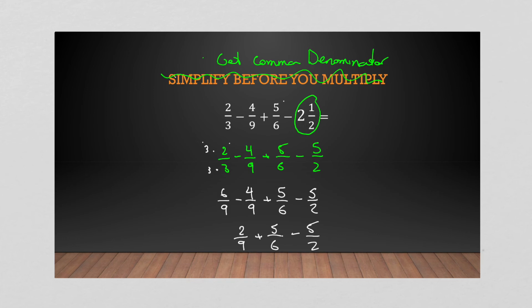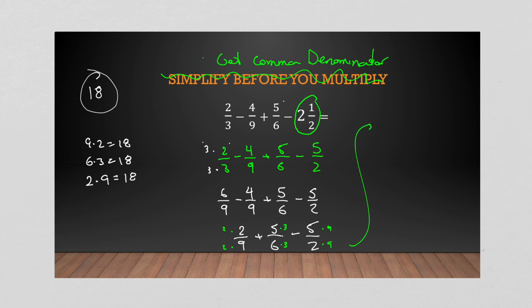But what I'm looking for now is a common denominator between 9, 6, and 2, and it is 18, right? I don't need to multiply them all by each other because 9 times 2 is 18, 6 times 3 is 18, and 2 times 9 is 18. So that's going to be my common denominator. We'll multiply this by 2, and this by 2, this by 3, and this by 3, and this by 9, and this by 9. So what do we get? We get 4 over 18 plus 15 over 18 minus 45 over 18. And then we just do this from left to right. So 4 plus 15, we get 19 over 18 minus 45 over 18.